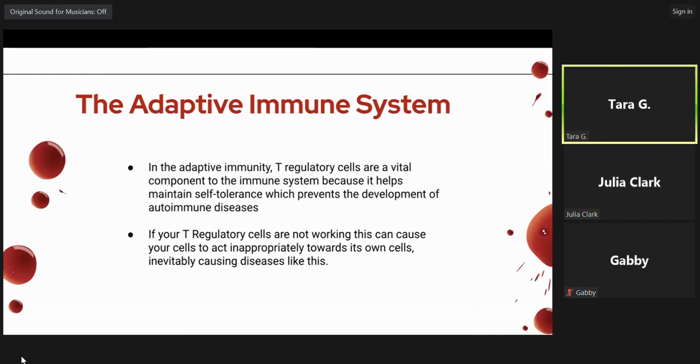Okay, so now we're moving on to the adaptive immune system. In the adaptive immune system, T regulatory cells are a vital component because they help to maintain self-tolerance, which prevents the development of autoimmune diseases. If your T regulatory cells are not working, this can cause your cells to act inappropriately towards your own cells and inevitably cause diseases like this.